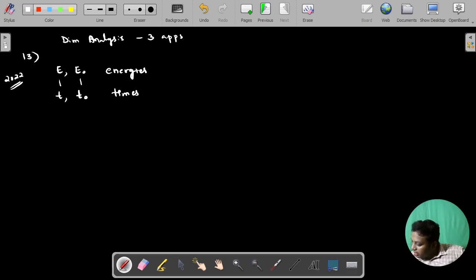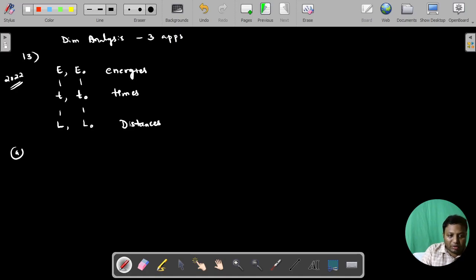We are also given distances, L and L naught. L and L naught are distances from some point at time T and T naught. Okay, these are the distances. So like this, 3 physical quantities are given to us. We have to identify which of the given relations are incorrect.